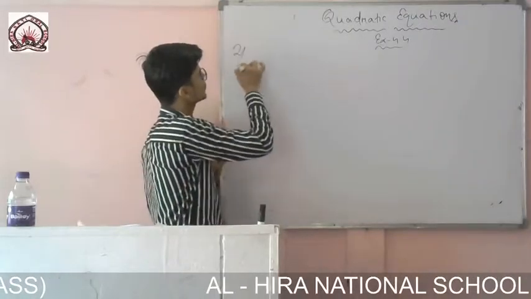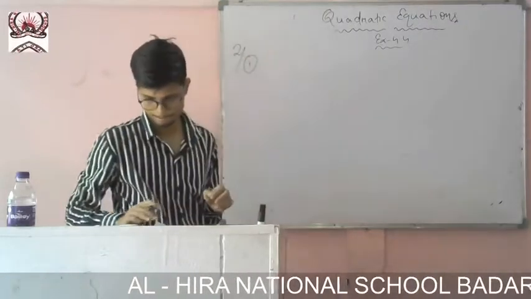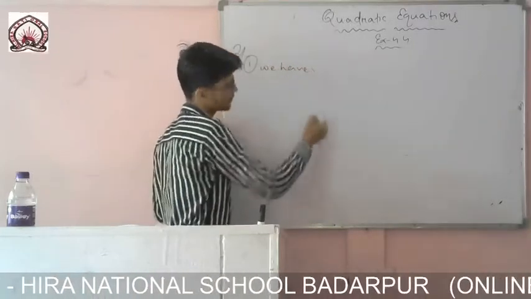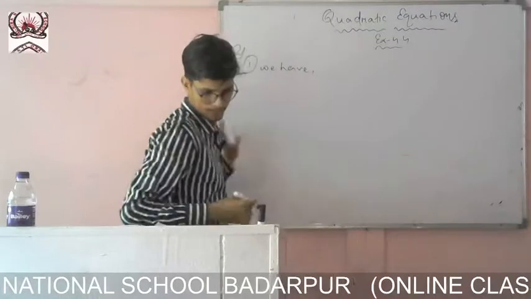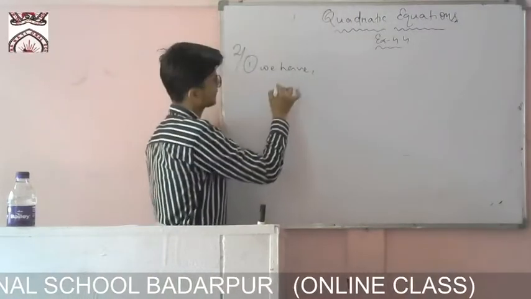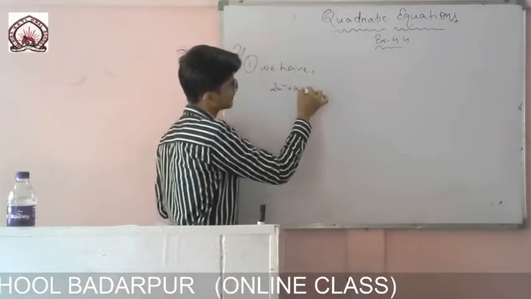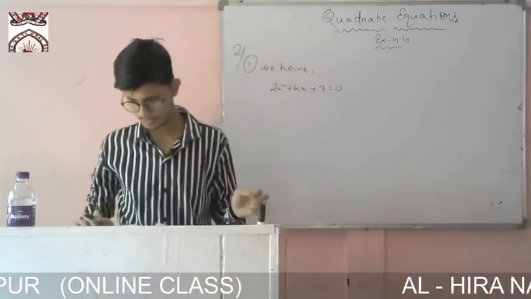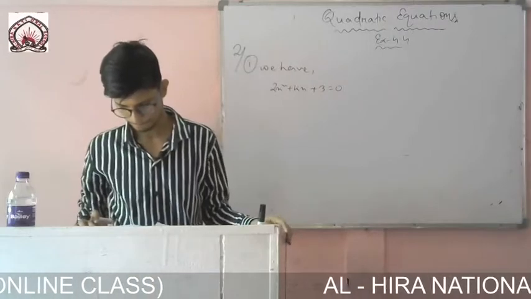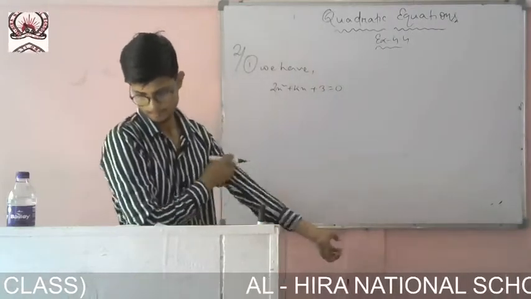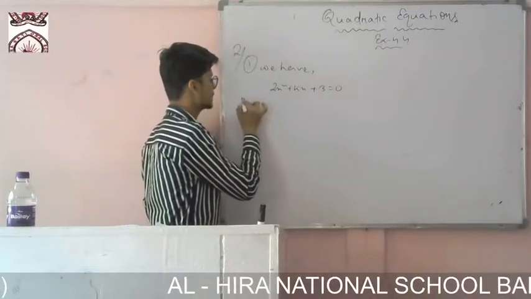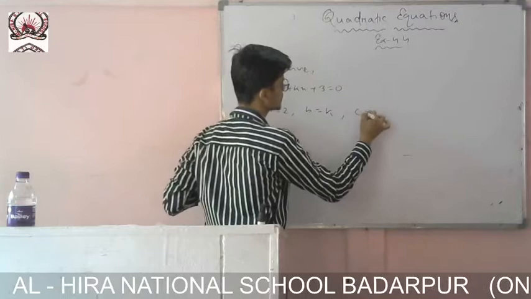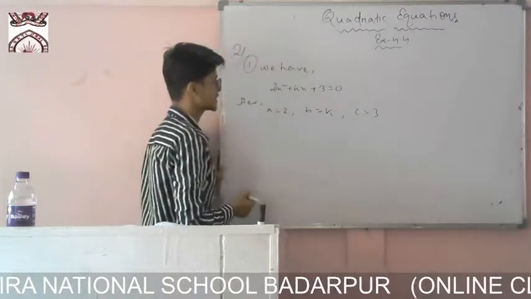So question number 2, Roman number 1. We have, what is the equation? 2x square plus kx plus 3 equals to 0. First of all, let me find what is a here. a is equal to 2, b is equal to k, c is equal to 3. So these are the things.